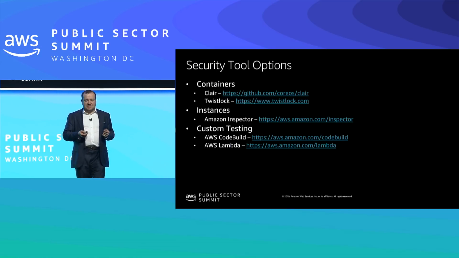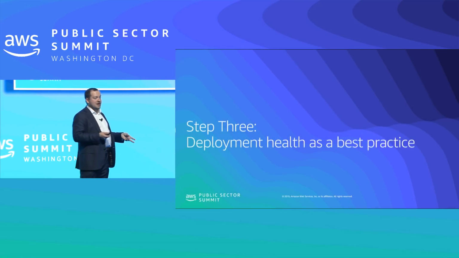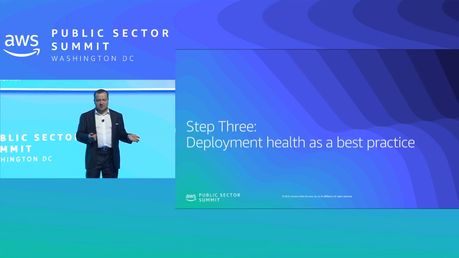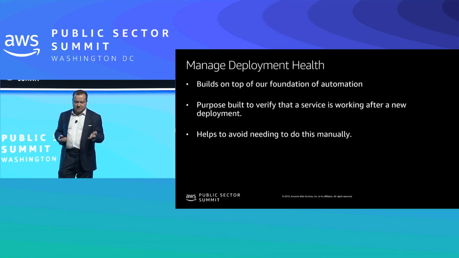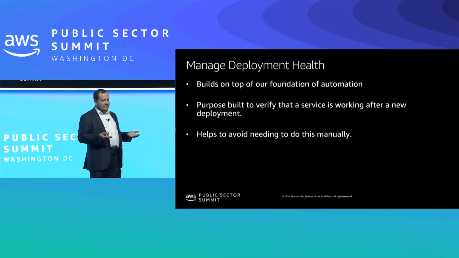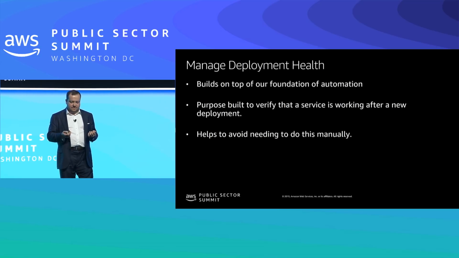So let's talk about the next best practice here. Making sure that your deployments are actually healthy, right? So what you're deploying is actually functional code that returns what it's supposed to return. We're going to build this on top of our foundation of automation. And again, this just verifies that what you're deploying is actually working.